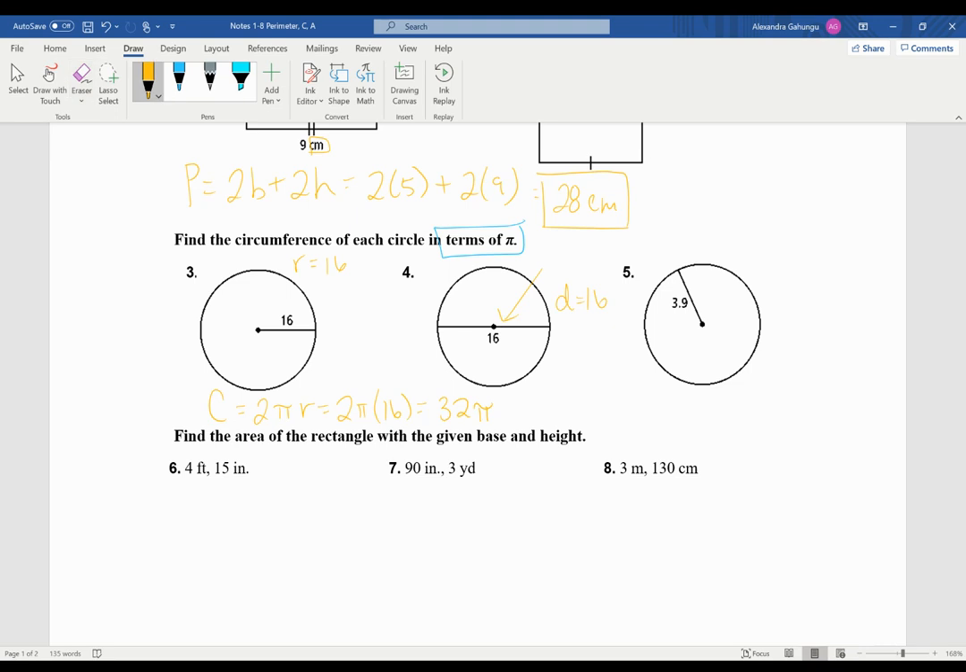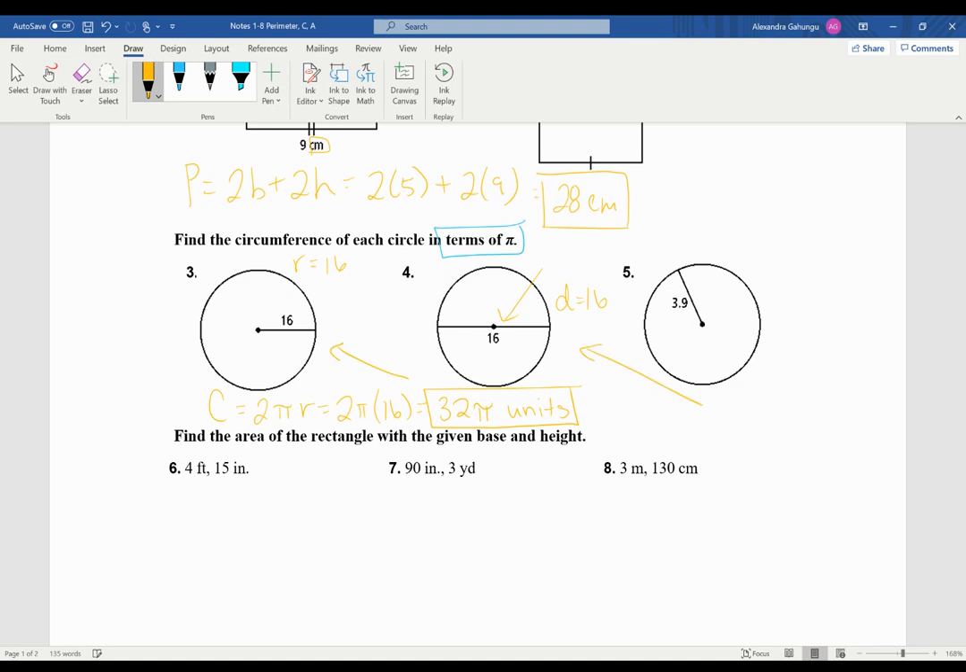My units, again, circumference is basically the perimeter of a circle. So my units would be just units and not units squared. If we had, let's say, 16 centimeters, it would be 32 pi centimeters. So that's for that one.